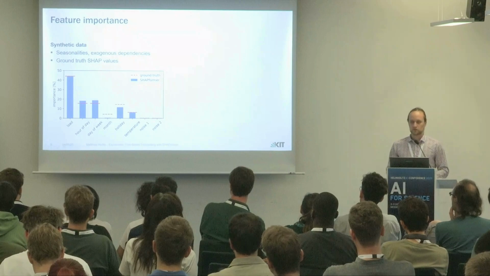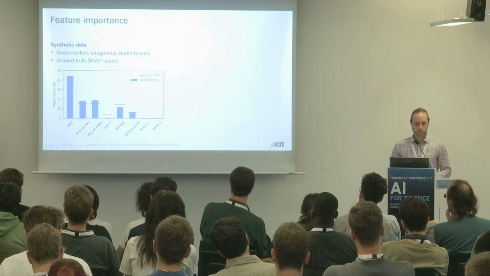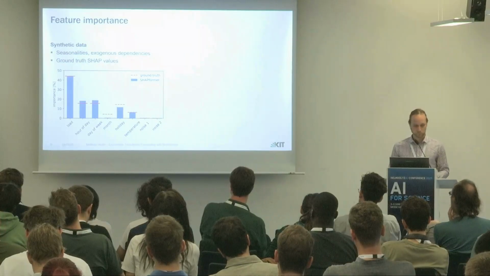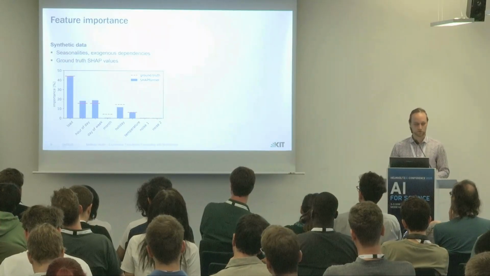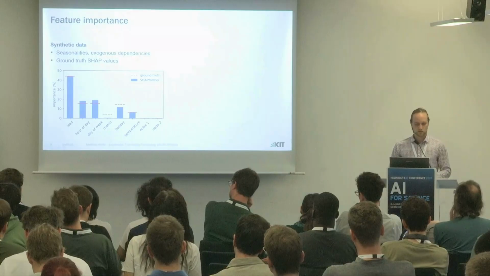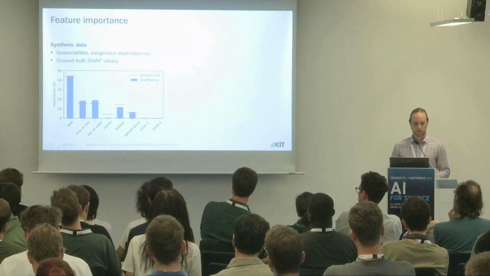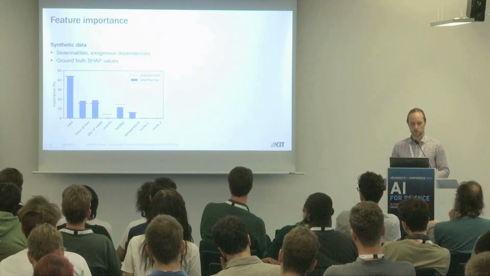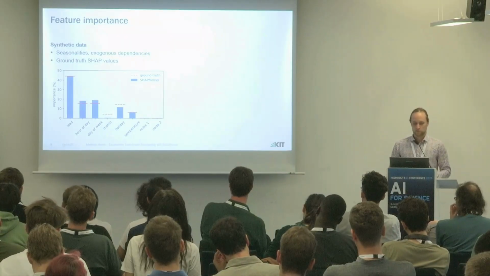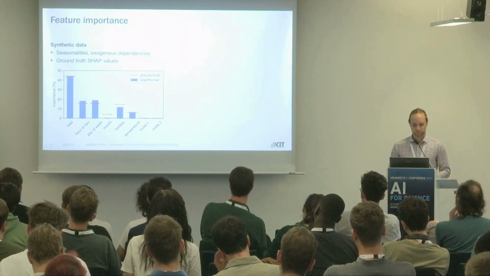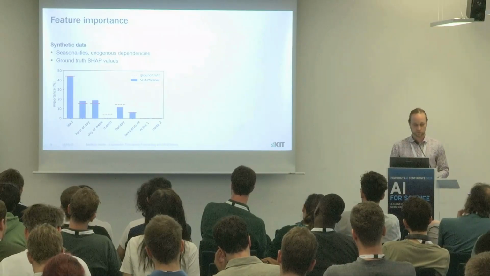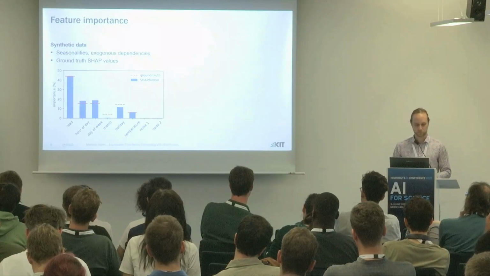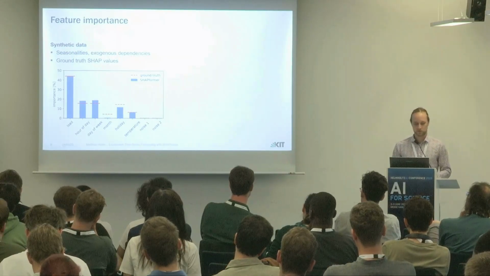From the SHAP values, we can also compute feature importances, and we use synthetic data to validate our method and the feature importances which it returns. The synthetic data is a large data set with examples containing different types of seasonalities, a daily seasonality, a weekly seasonality, and a yearly seasonality, as well as dependencies on exogenous data. And since we have access to the data generation process, we can use it to generate ground truth SHAP values, and from these values, compute feature importances.